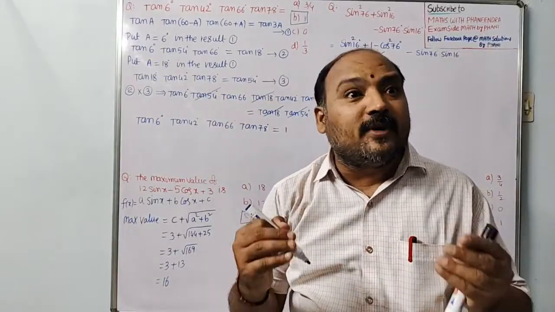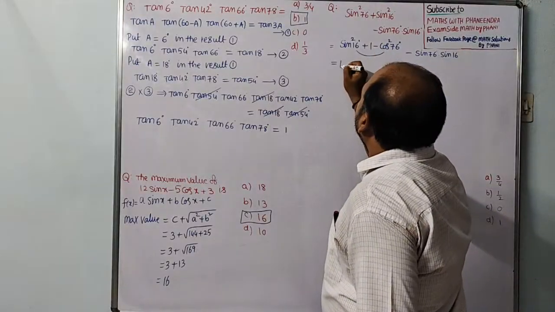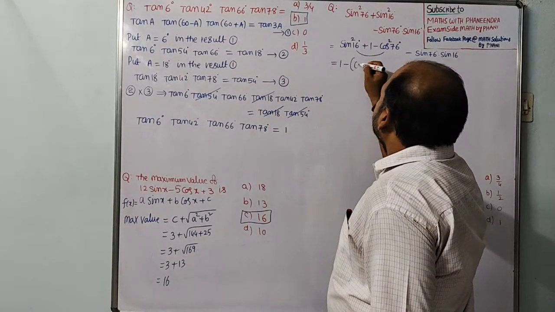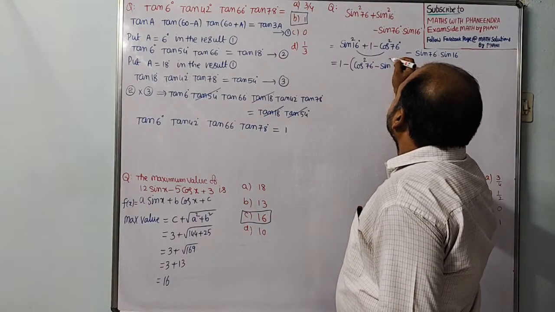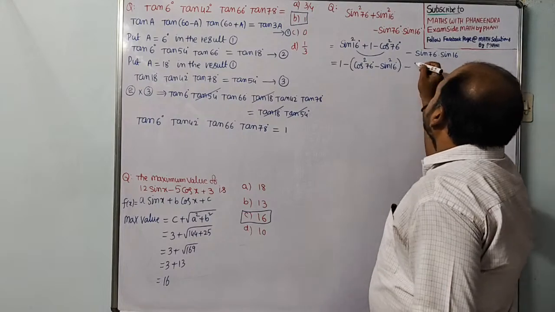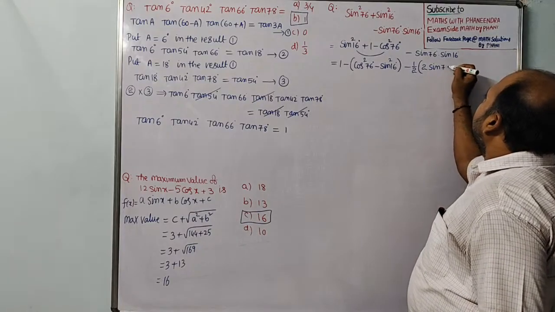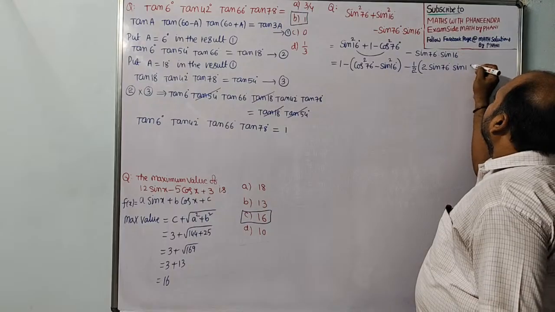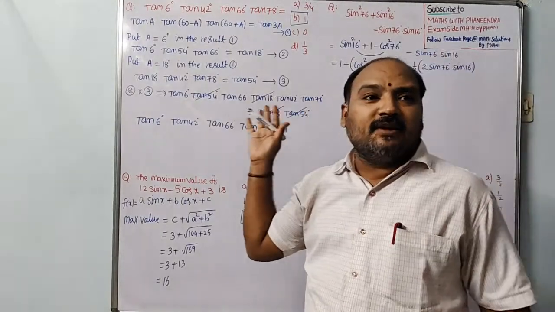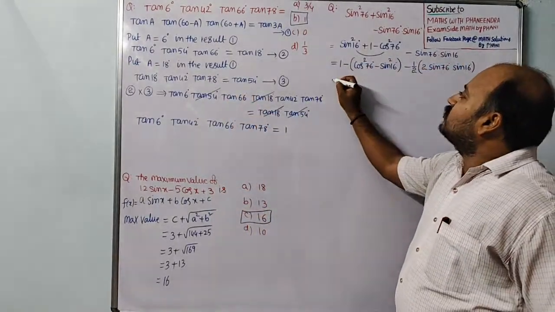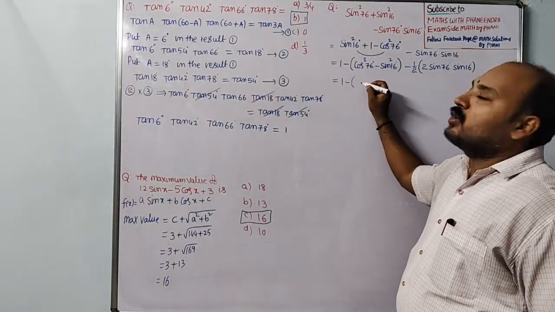Cos square A minus sin square B means what? Cos of A plus B into cos of A minus B. So the first one as it is we are writing, minus cos square 76 degrees minus sine square 16 degrees, minus, here multiplying and dividing by 2 to get the form of 2 sin A sin B. I hope you understand. Those who know the formulas can understand easily when I am explaining here. Otherwise, please go through the formulas.